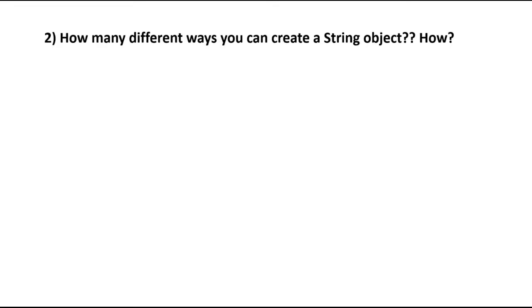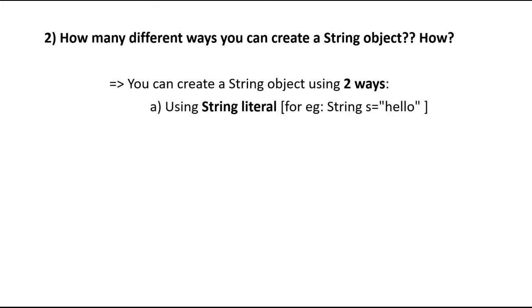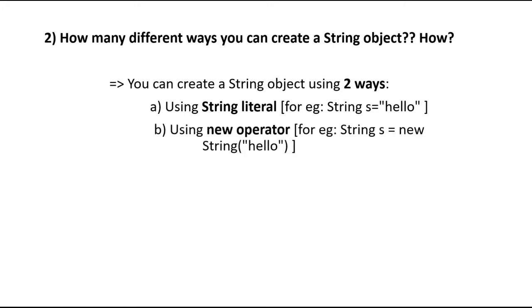Next question is, how many ways can we create a string object and how? There are two ways you can create the string object in Java. First one, using string literal. Example, String s = "hello", with double quotes around the value. Next one, by using the new operator. For example, String s = new String("hello"). It's a constructor, and we are passing the value.